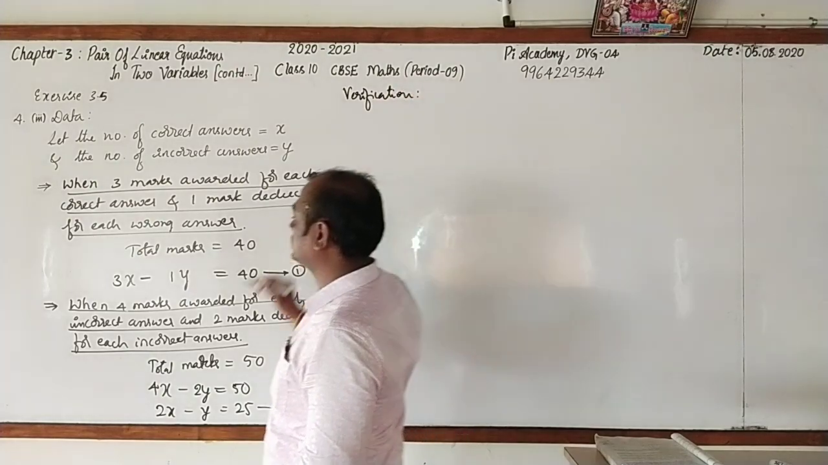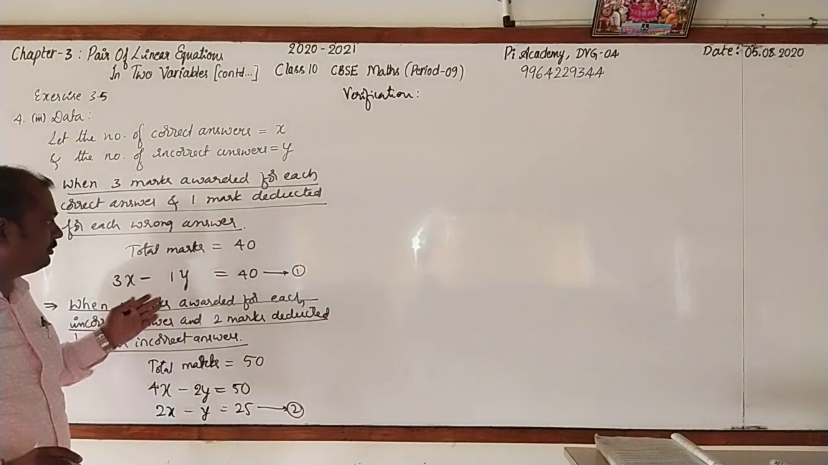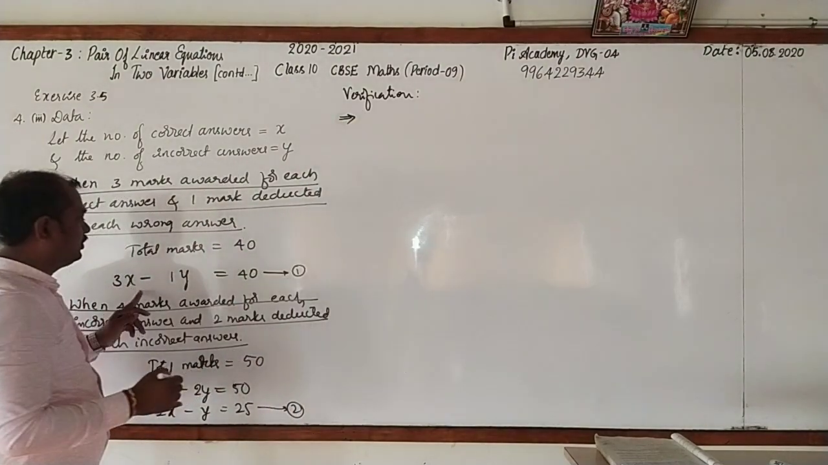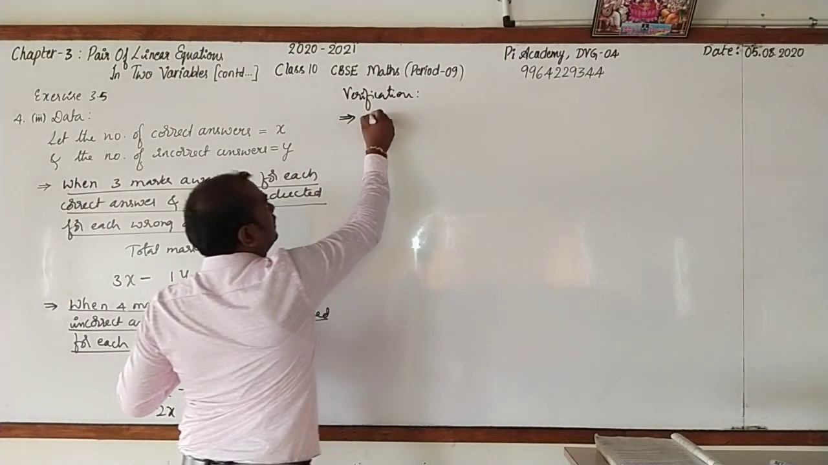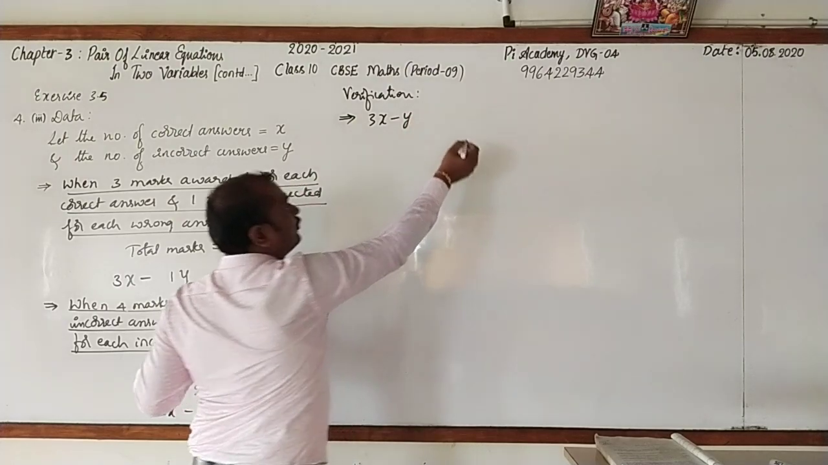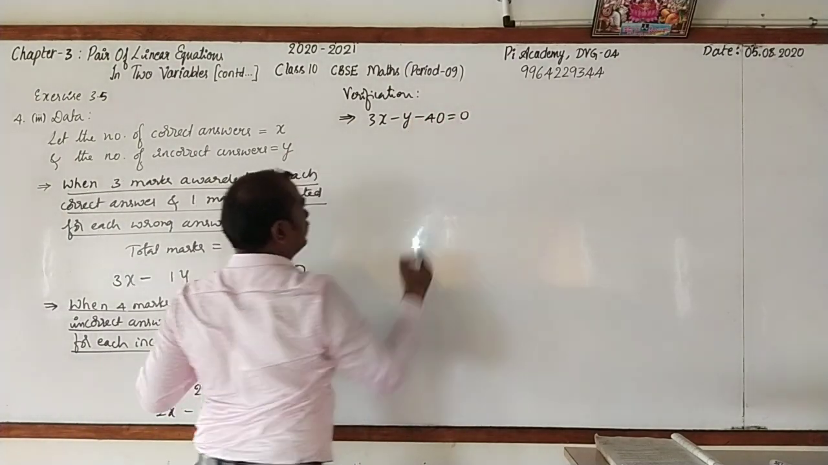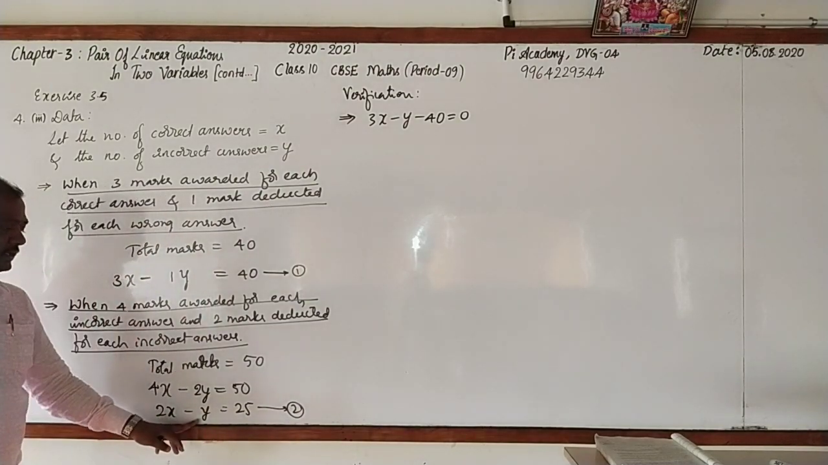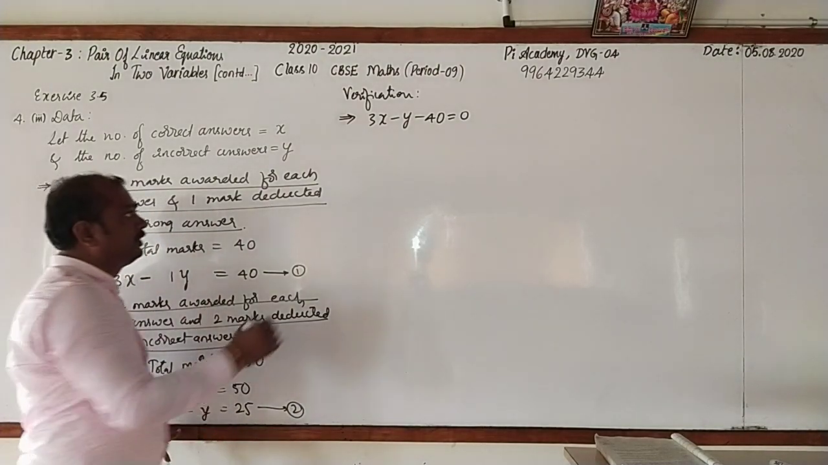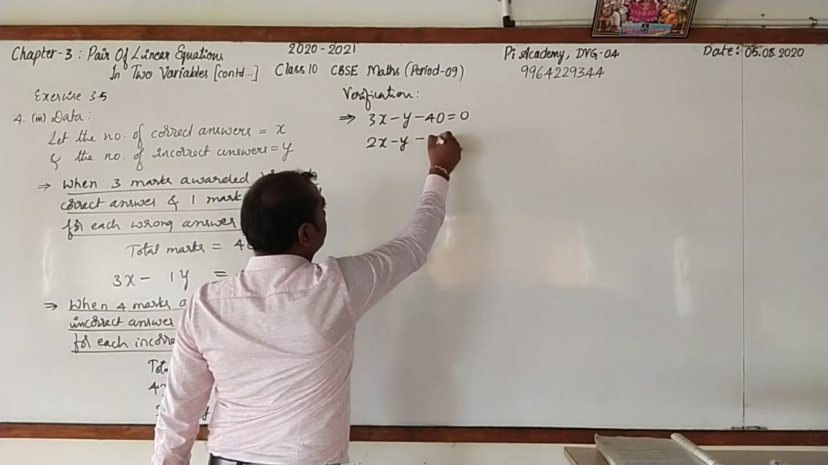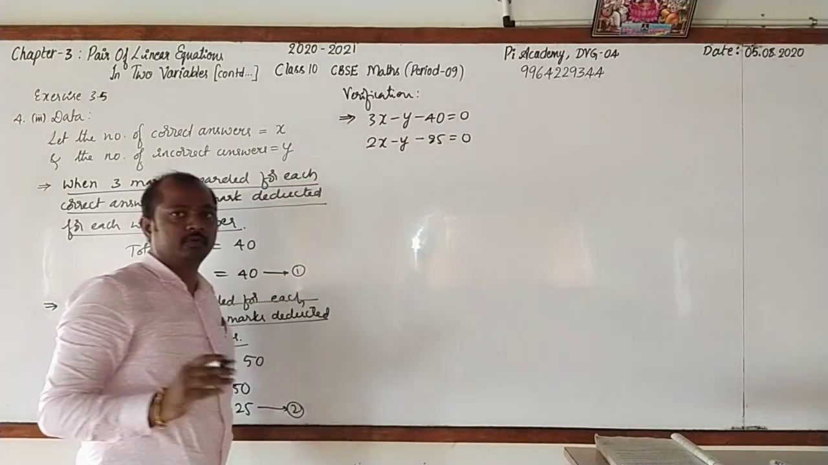How do you go for that? You have to write them in standard form first. First equation is 3x minus y equal to 40. Take that to the left hand side: 3x minus y minus 40 is equal to 0. Next, 2x minus y equal to 25 can be written as 2x minus y minus 25 equal to 0.